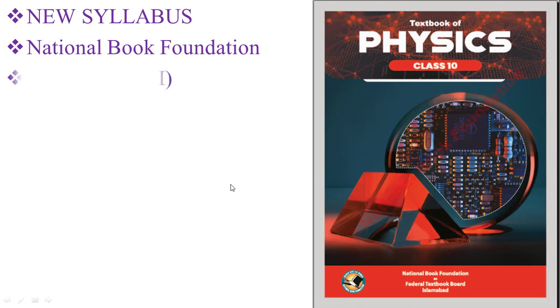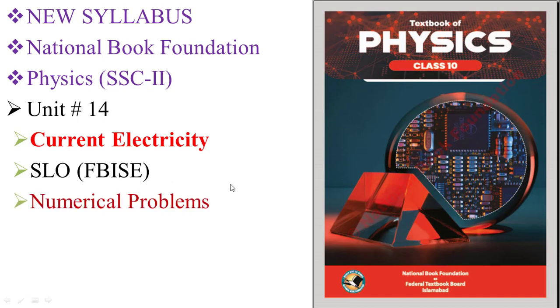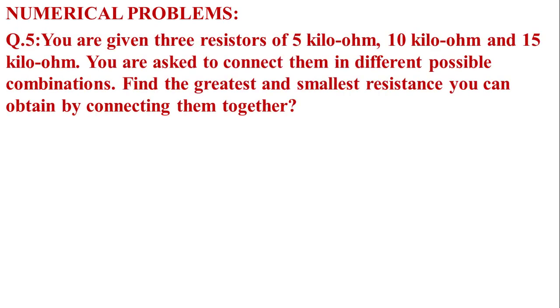Today we will discuss the new syllabus National Book Foundation Physics SSC 2, Unit number 14, Current Electricity. SLO based, according to FBISE requirement, numerical problems, question number 5 to 8, National Book Foundation, Part 2. So in question number 5, the given statement of the numerical problem is this.